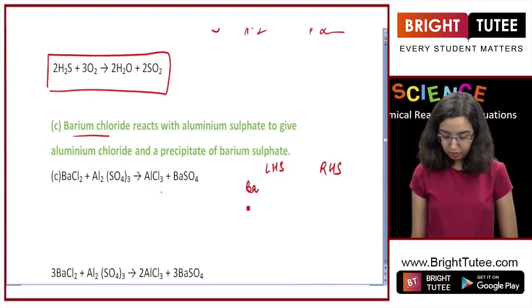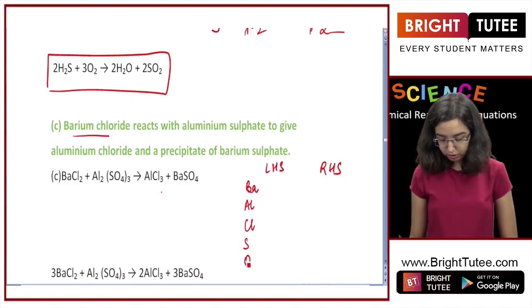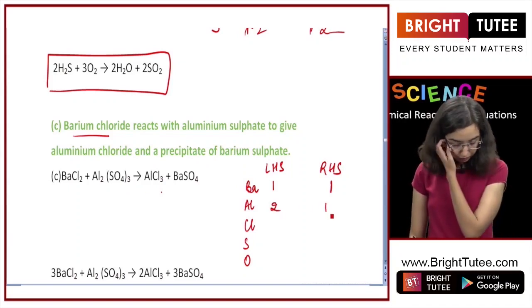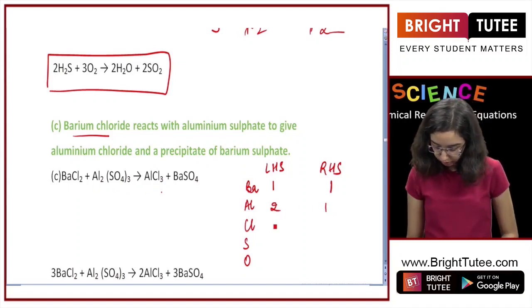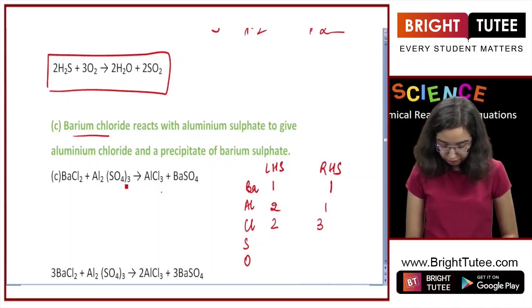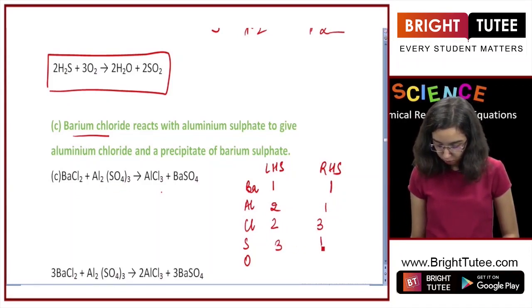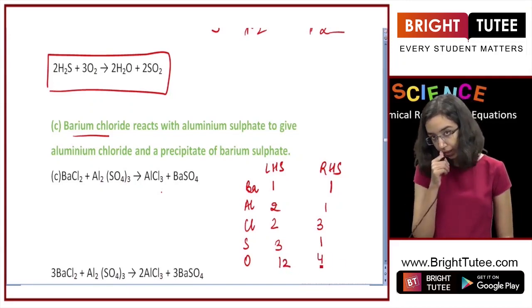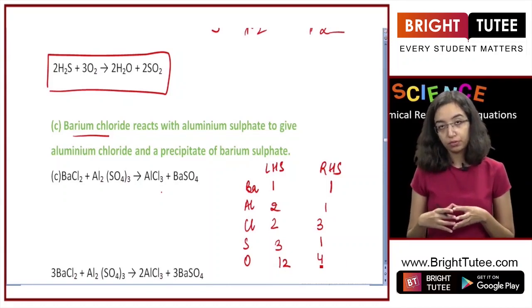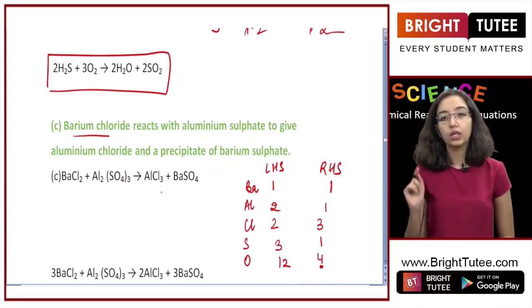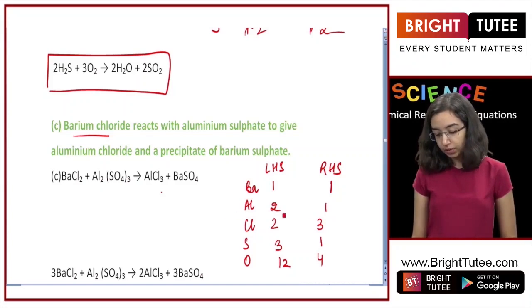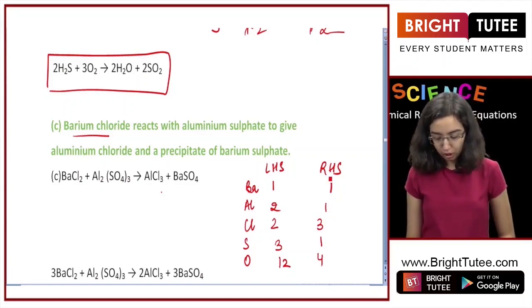We have barium, we have aluminium, we have chlorine, sulfur, oxygen. Barium is 1 here, 1 here. Aluminium is 2 here, but 1 here. Chlorine is 2 here, 3 here. Sulfur 3 and 1. Oxygen 12 and 4. Now there are a lot of elements here, and like I've told you before, we are going to start balancing with metals first. So we start with aluminium because barium is already balanced for now.